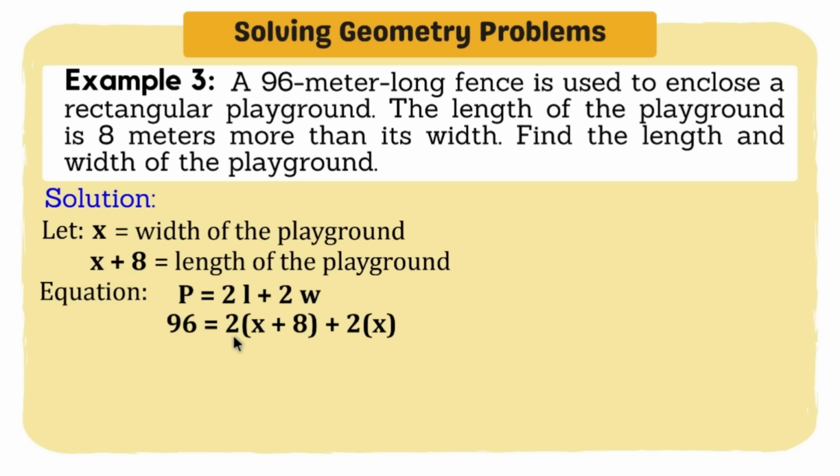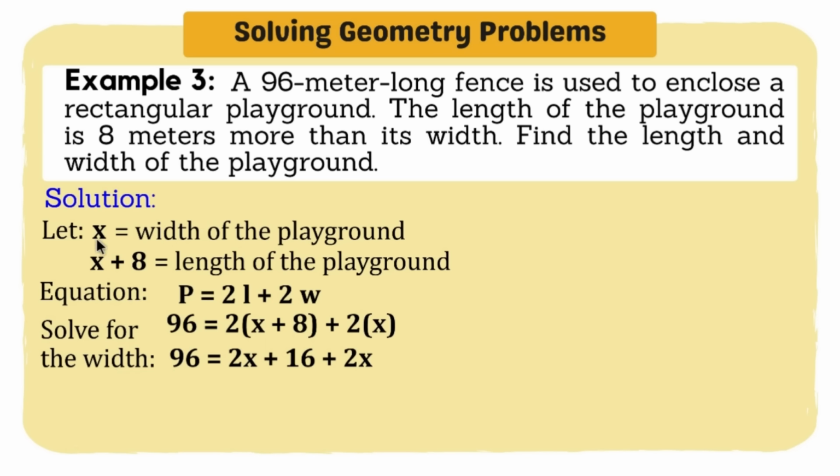96 is equal to 2 times the quantity of x plus 8 plus 2 times x. Okay, we can simplify this by distributing yung ating mga numbers dito sa labas ng parentheses. So we have here 2 times x magiging 2x, and then 2 times 8 magiging 16. Okay, dito naman 2 times x lang po yan, kaya magiging 2x. Okay, now we are going to solve for the width first, yung value po ng x.